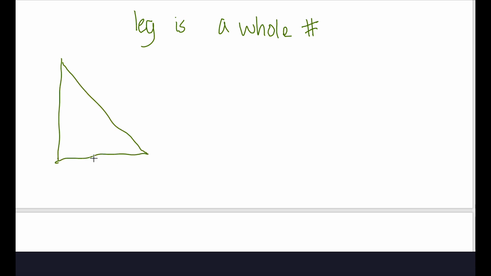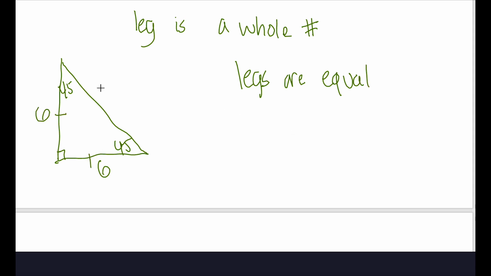So that rule applies whenever the leg is a whole number, like 2. So the same thing here. If each of my legs was 6, and it's a 45, 45, 90 right triangle, the legs are equal, and that means they're both 6. And then my hypotenuse is that 6 multiplied by the square root of 2.